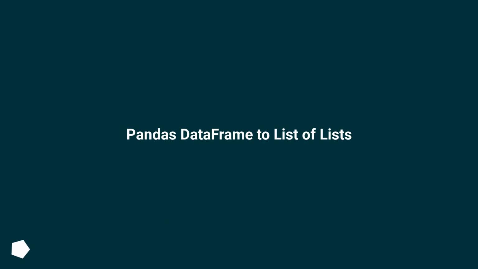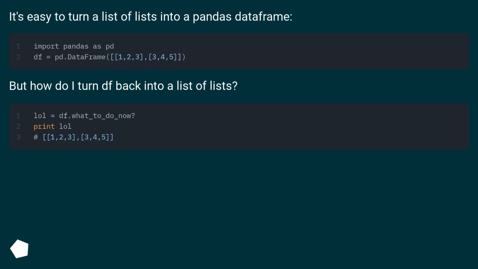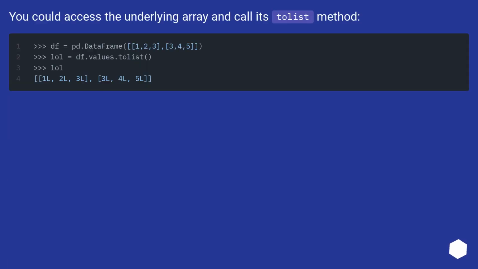Pandas DataFrame to list of lists. It's easy to turn a list of lists into a Pandas DataFrame. But how do I turn the DataFrame back into a list of lists? You could access the underlying array and call its tolist method.